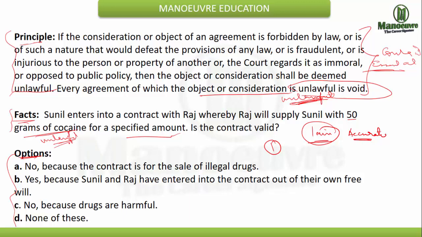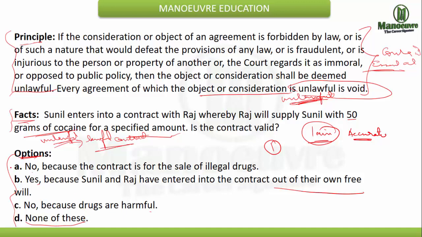If you're dealing with it, it cannot be a lawful contract. So the options are: the first option is no, because the contract is for the sale of illegal drugs. Second is yes, because Sunil and Raj have entered into the contract of their own free will. Third option is no, because drugs are harmful. Fourth option is none of these.